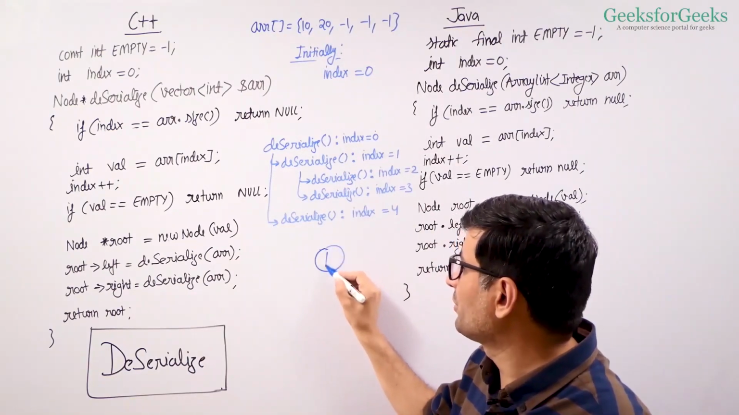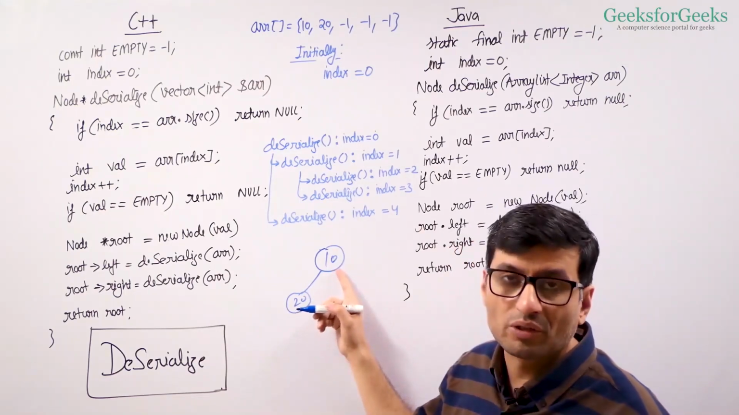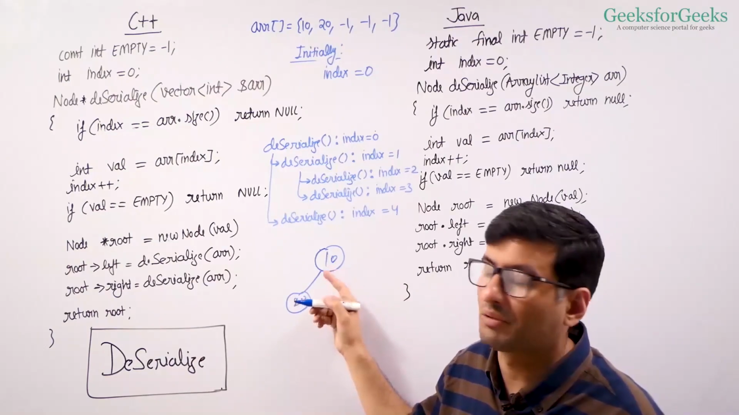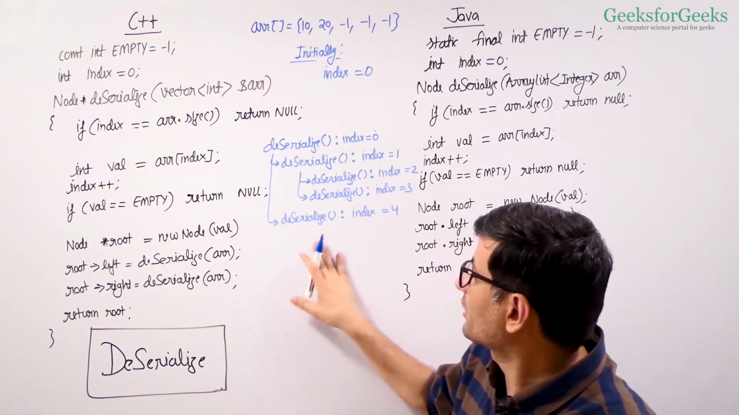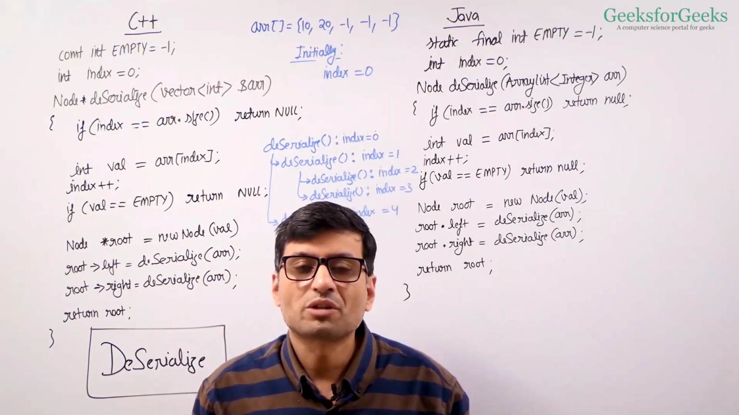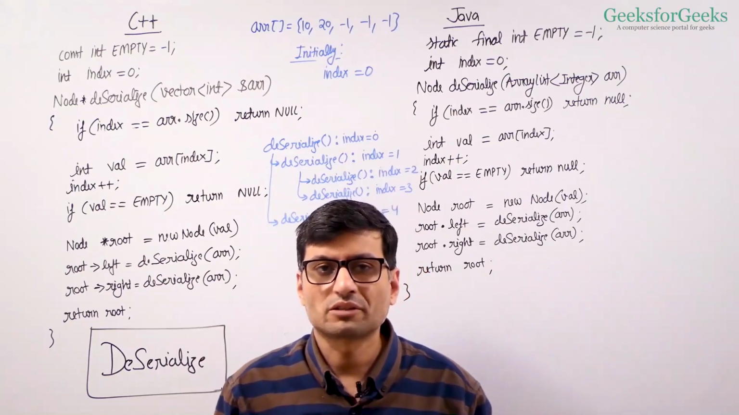Our output is going to be tree, this tree, and we need to return pointer to this node 10 in C++ and reference to this node 10 in Java. Let's now see how do we construct the tree from this array. So we are again going to follow pre-order traversal. We are going to construct the tree using pre-order traversal.